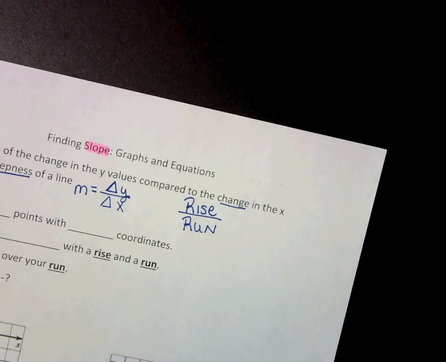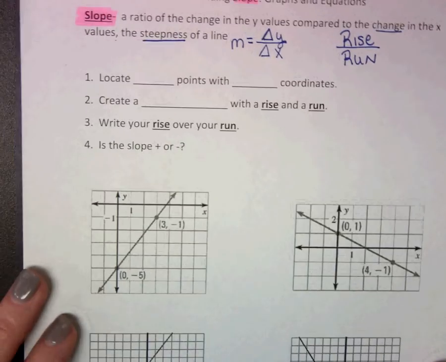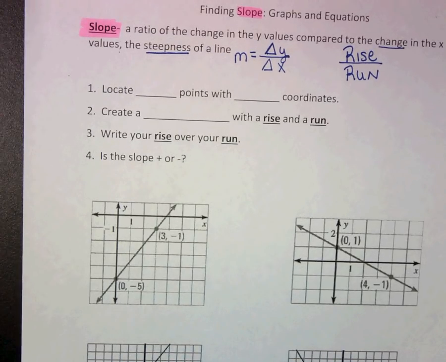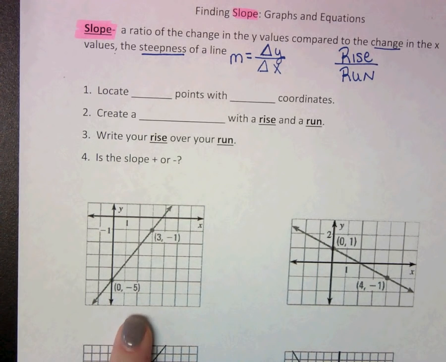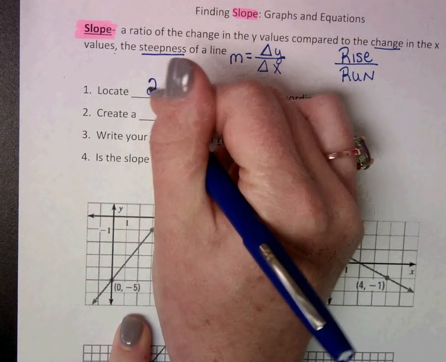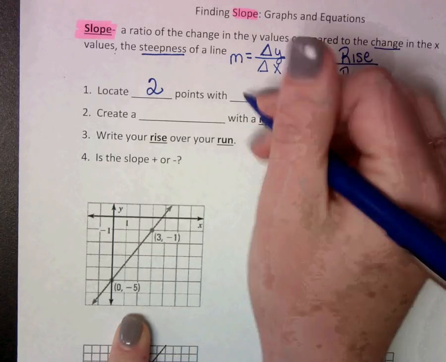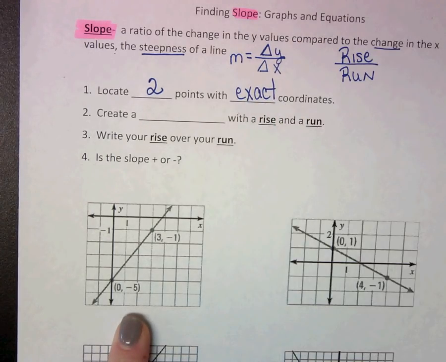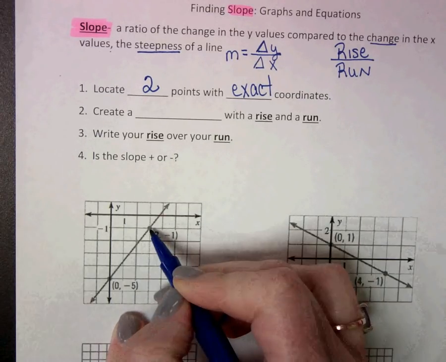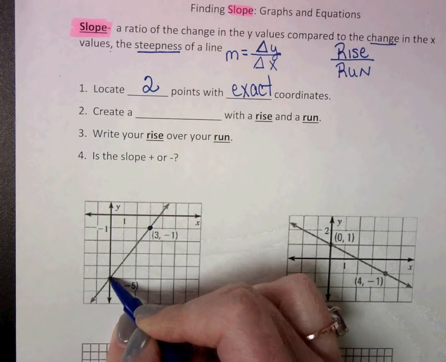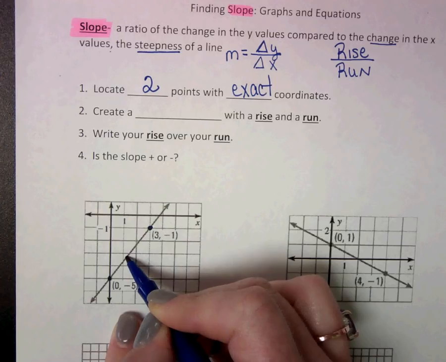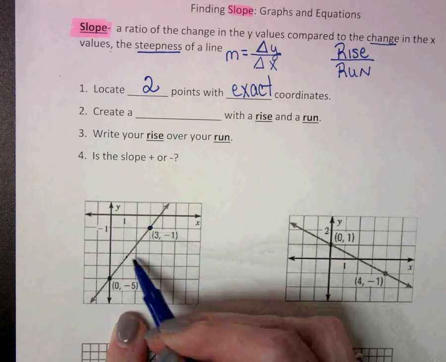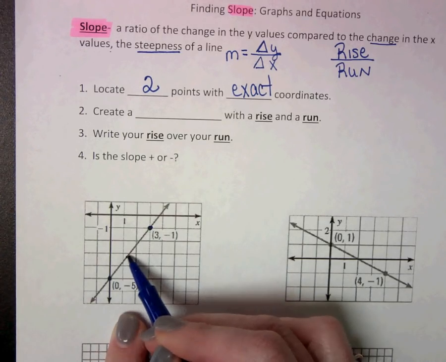Okay, so looking back at our notes, we're going to first find the slope from the graph. The first thing you want to do is locate 2 points with exact coordinates. Now, I already did that for you on the first one. See, I've picked exact coordinates. I don't want to pick a coordinate like here. That's not an exact coordinate because I would have to guess, and it would be fractions.